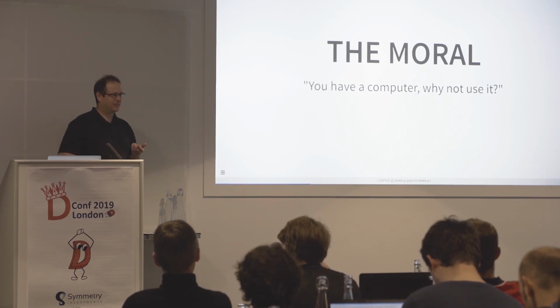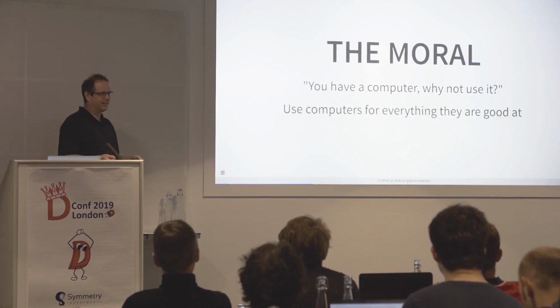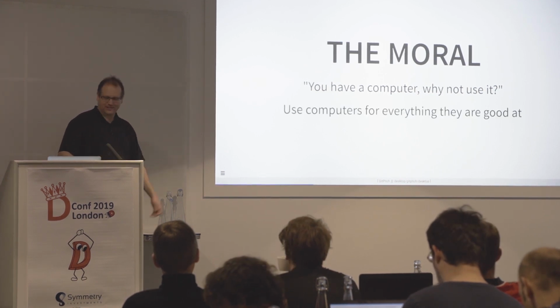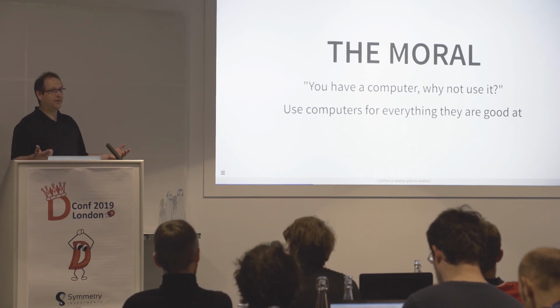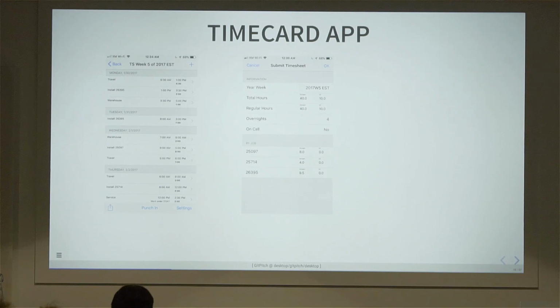I don't want to write down things by hand. I want to use a computer. That's what they're good for. They're good at calculating things. They're good at storing things. We should use it. And pretty much everyone has one in their pocket. So that's the first thing I did. I created an app for time cards.